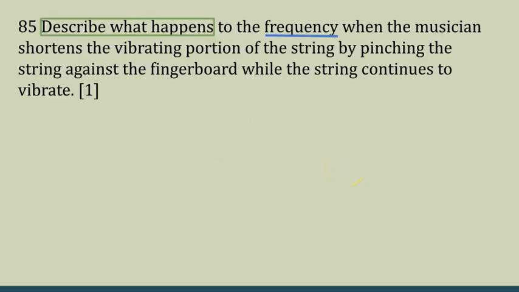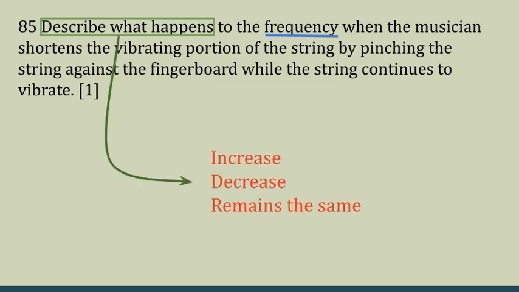Question 85 says, describe what happens to the frequency when the musician shortens the vibrating portion of the string by pinching the string against the fingerboard while the string continues to vibrate. This may feel like a lot, but keep in mind, anytime they say describe what happens, all they want you to do is write increase, decrease, or remains the same. So even if you don't understand the rest of the problem, anytime they want you to describe something, you're automatically given these three choices. So you can always just give it a guess if you're not sure. But in this case, we want to know what's going to happen specifically to the frequency. Will it increase, decrease, or remain the same when we make these changes?